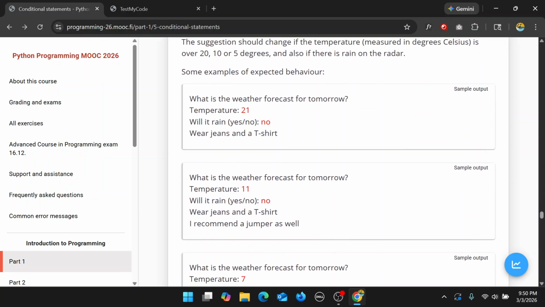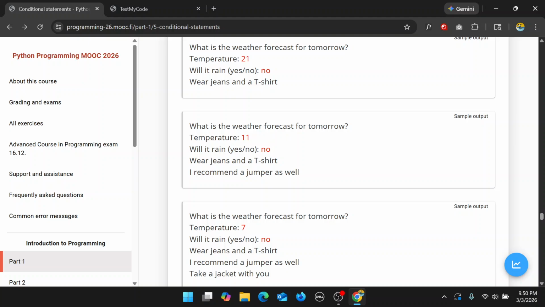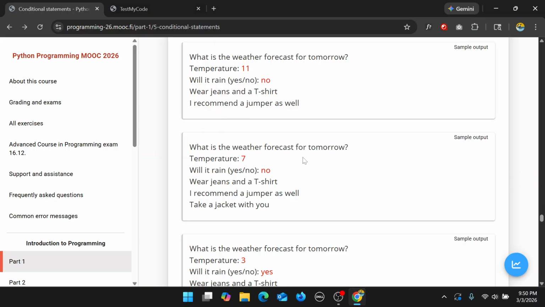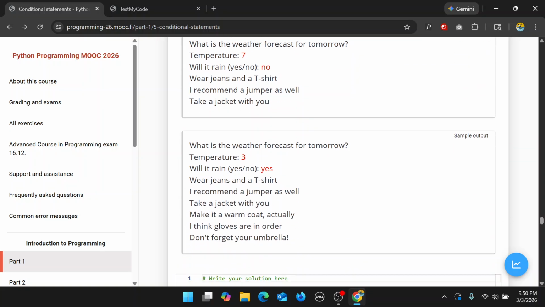What is the weather forecast for tomorrow? Temperature 21 degrees. Will it rain? No. And it just says wear jeans and a t-shirt. And if the temperature we provide is 11, and it doesn't rain, it says wear jeans and a t-shirt, and I recommend a jumper as well. And if the temperature is less than 10, doesn't rain, it says t-shirt, jumper, and take a jacket with you.